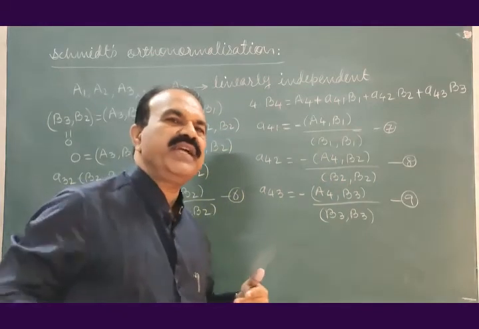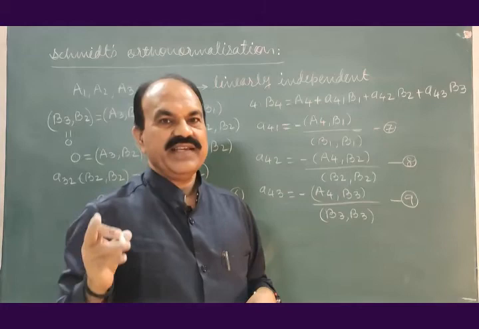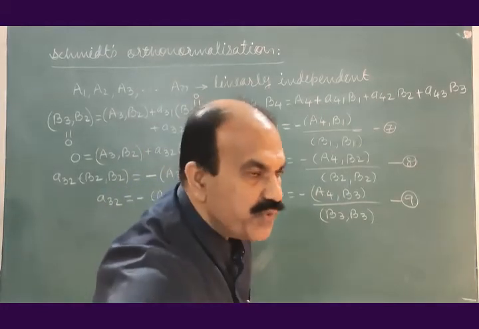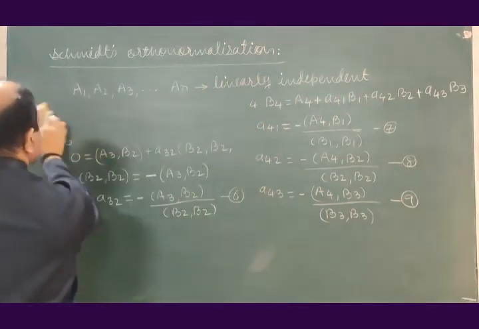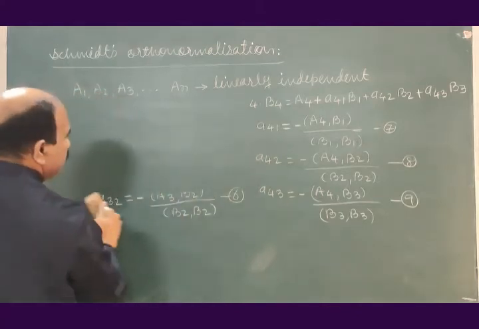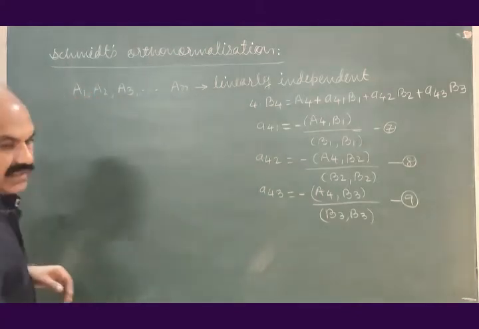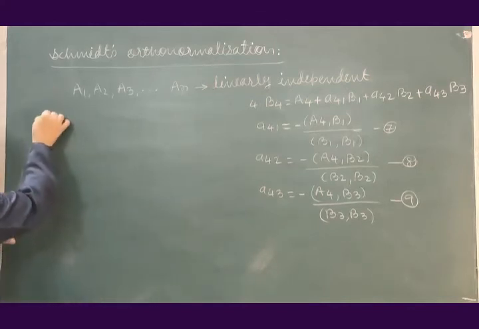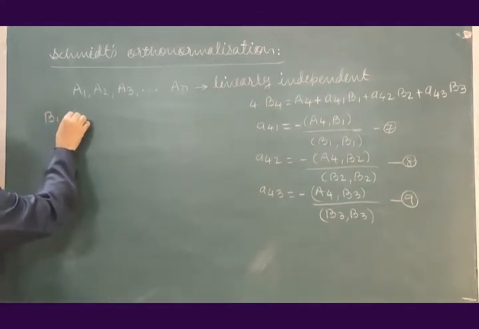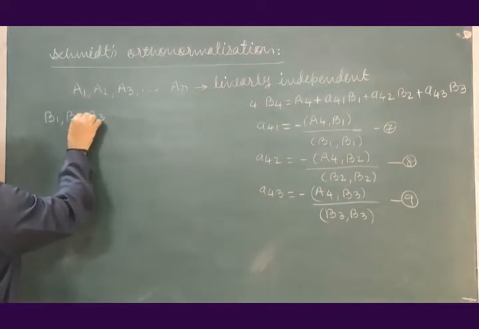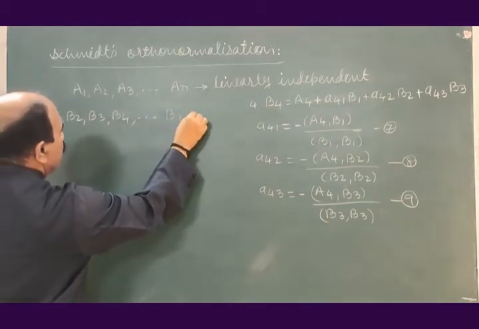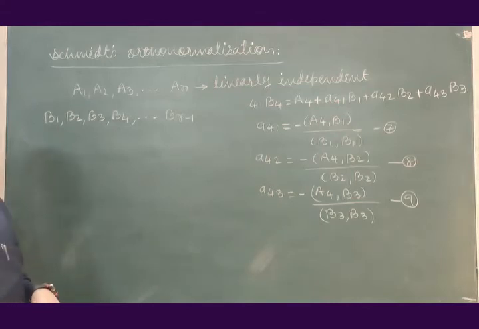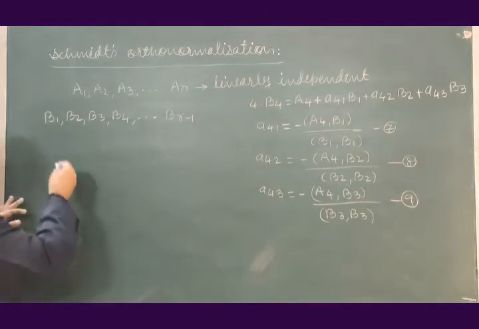The same process can be continued so that we will get the set of orthogonal vectors b1, b2, b3, b4 and so on up to br minus 1. And now we wanted to get br.